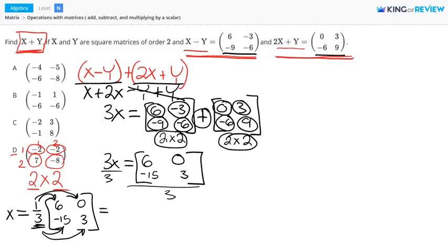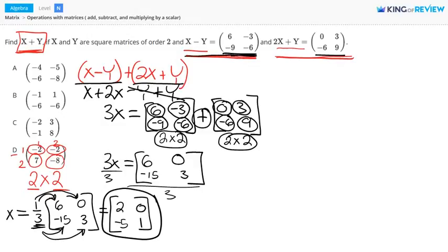So 1/3 times 6 equals 2. 1/3 times 0 is 0. 1/3 times negative 15 is negative 5. And 1/3 times 3 is 1. So now I know that x equals this matrix here. The next thing I need to do is solve for y.